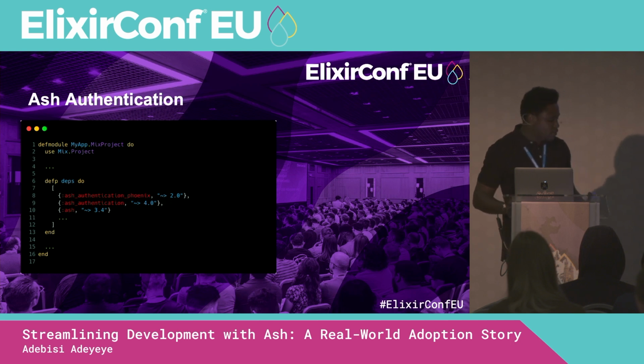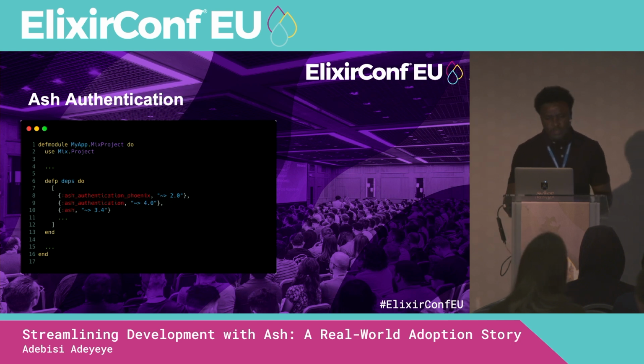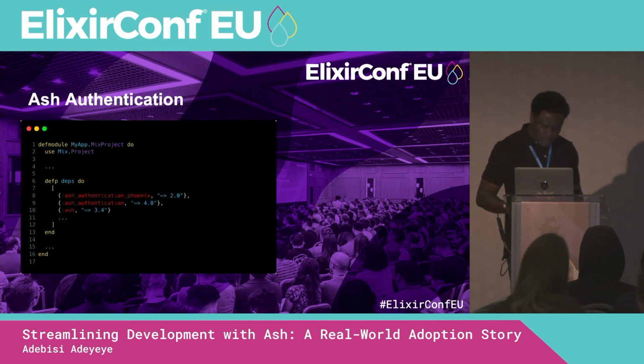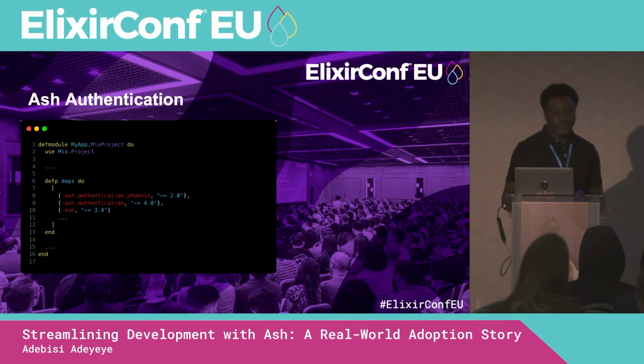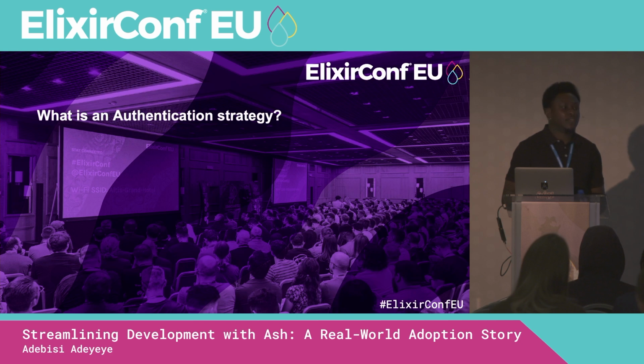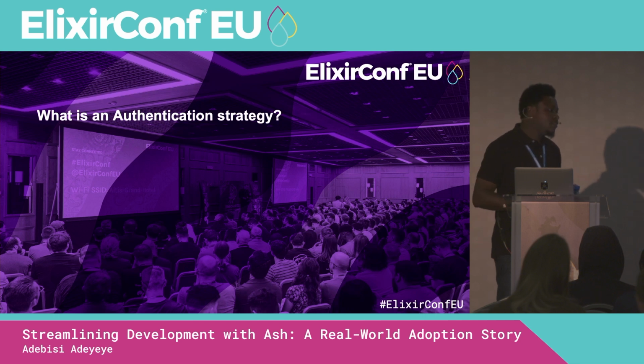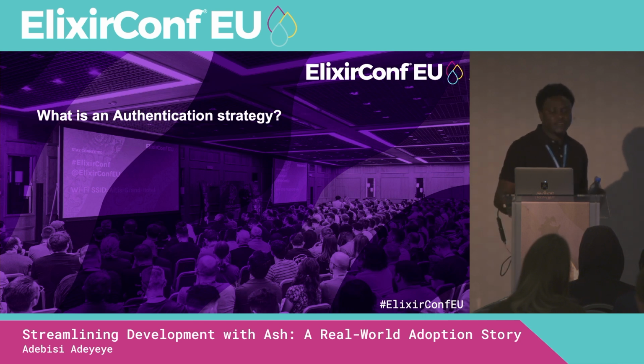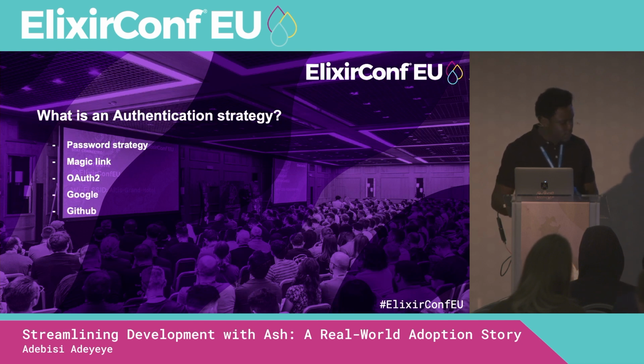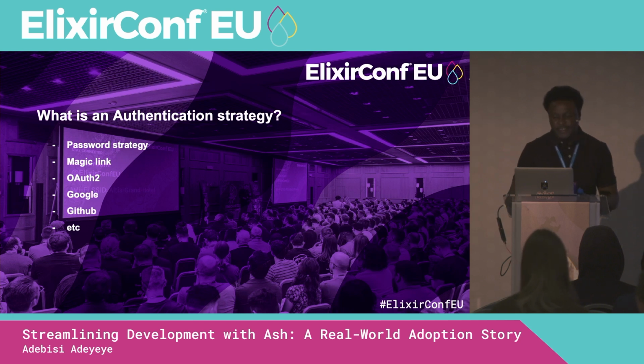So we installed AshAuthentication using Igniter. So we added a couple of packages to the code base. And then we decided on the authentication strategy. Definitely, we were already using phx.gen.auth, so with the password strategy. And in Ash, a strategy is simply a way by which you identify your users in your application. There are several strategies in Ash. The password strategy is one of them. You could use magic links, you could use OAuth, Google, GitHub, and the list is endless.